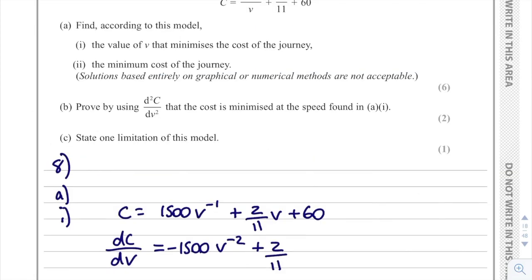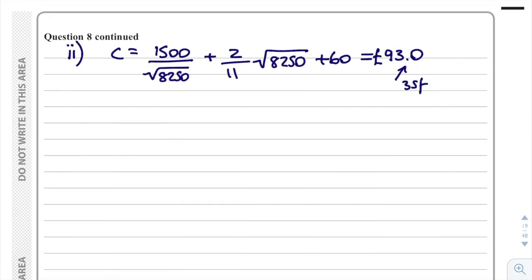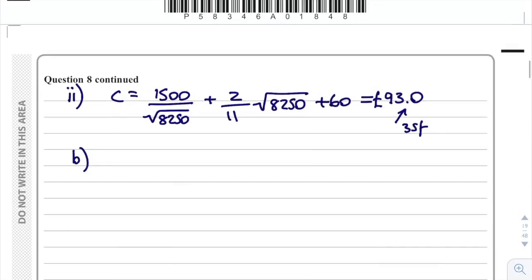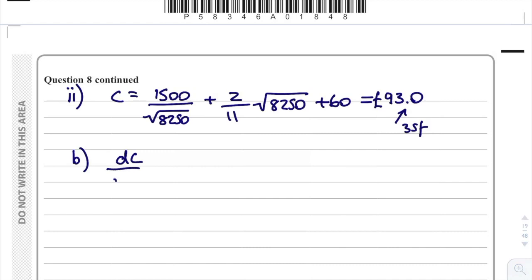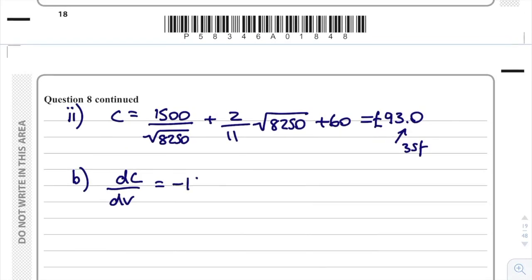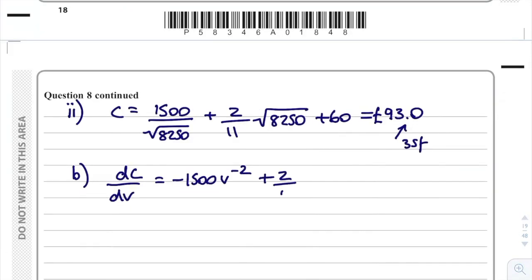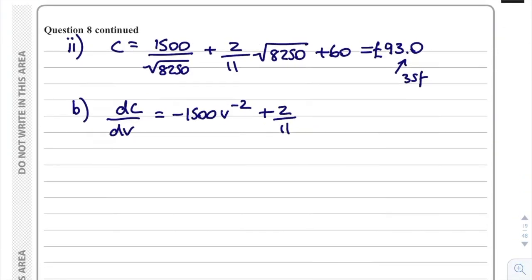Part B says, prove by using the second derivative of dc by dv that the cost is minimized at the speed found in part A. So what we can do here is take the second derivative of the function, and then if our value is greater than 0, we've shown that we've got a minimum point. So first, if I rewrite dc by dv, which was minus 1500 v to the power minus 2 plus 2 over 11. Well, we can write the second derivative like this.